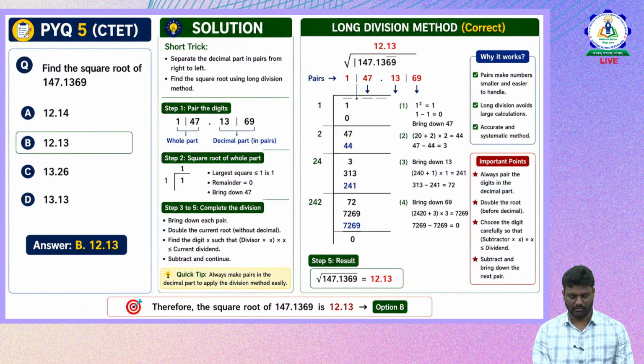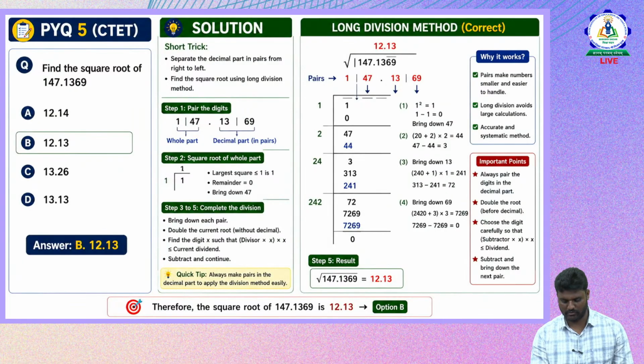Now what we have to do is separate the decimals, and then try to identify the square root of the given number. Separate the decimal part in pairs from right to left. So we have to separate it first: the whole part and the decimal part are separated in pairs. Then we have to find the square root using the long division method.